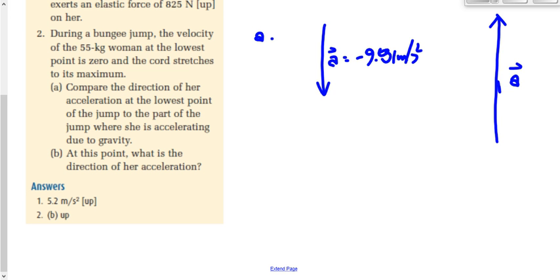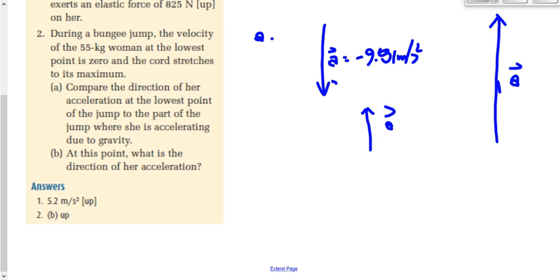Now, when she's free falling, when she's accelerating just due to gravity, her acceleration would be downward. But as she's slowing down because of the cord, her acceleration would end up being upwards. And as she comes to a complete stop, her acceleration is upwards as well. Just because she's moving downward or stopped doesn't mean she doesn't have an upward acceleration. Remember that it's related to the change in velocity, and the change in velocity is a positive value.